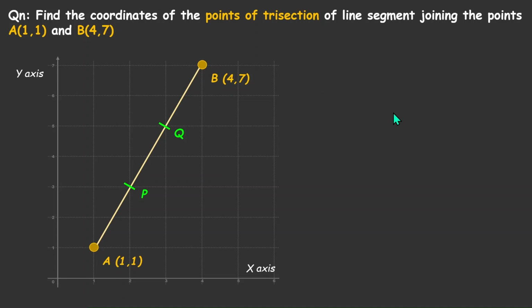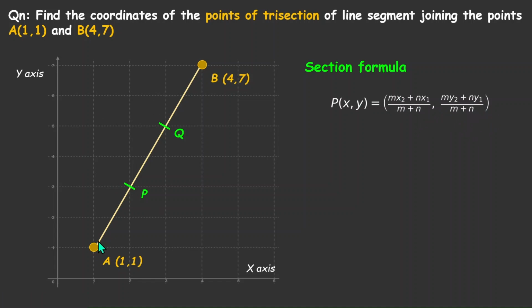So let's try doing that. We have the section formula: P(x, y) is equal to (m x2 plus n x1) divided by (m plus n), comma, (m y2 plus n y1) divided by (m plus n). So here, what are m and n?